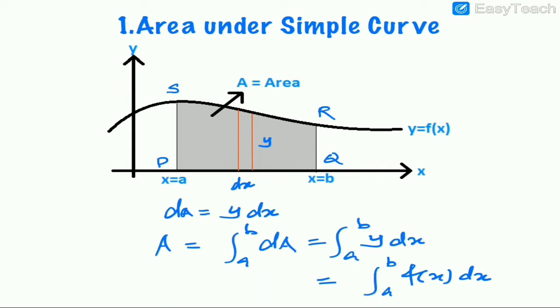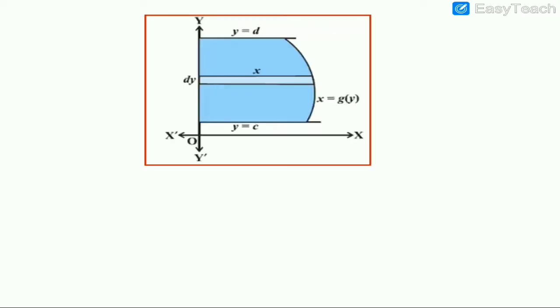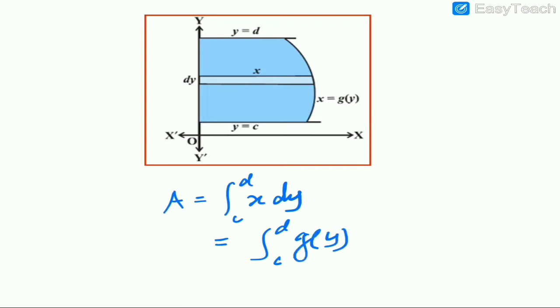So in order to find the area under the simple curve, we use the formula A = integration from a to b f(x) dx. And the area A of the region bounded by the curve x = g(y), y-axis, and the lines y = c and y = d is given as A = integration from c to d x dy, where x is a function of y. So we write dy.